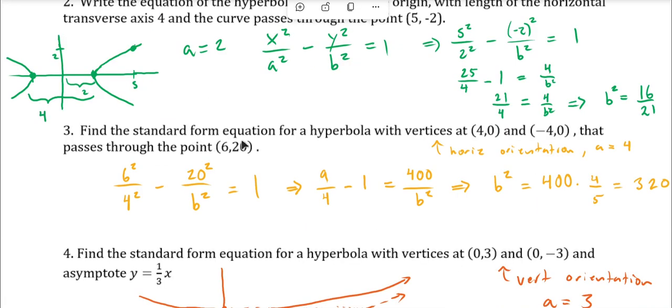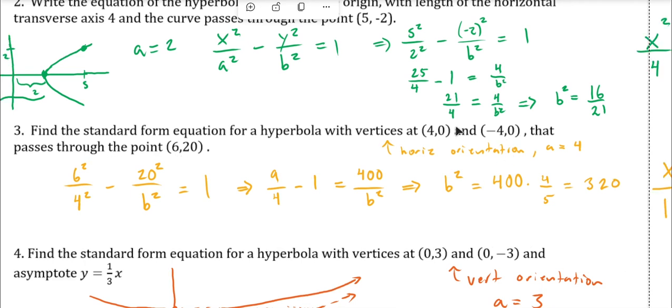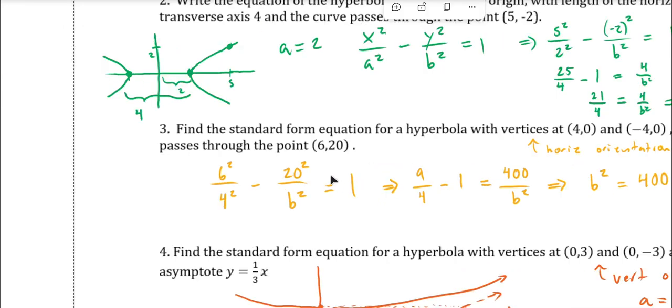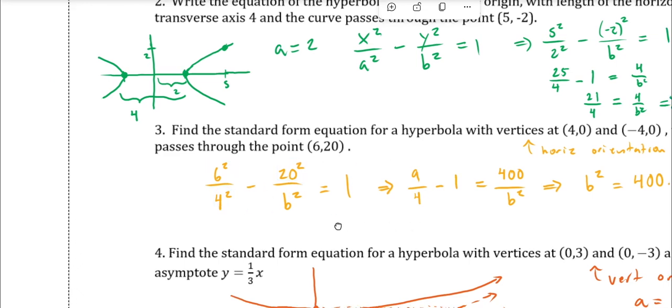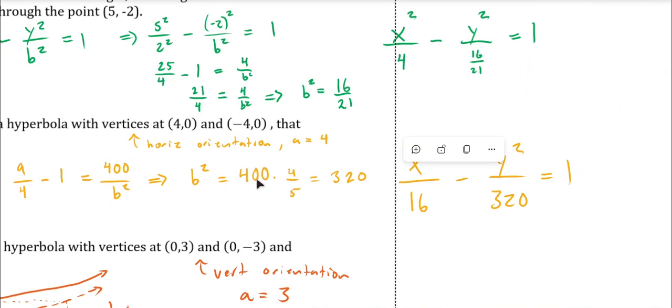Here we're asked to find the standard form of a hyperbola with vertices as given, that also passes through a given special point. Because we can see that the vertices are horizontally displaced from each other, we know it has horizontal orientation. And we can also see that it's centered at (0, 0), and that a is equal to 4. Plugging in these knowns, 6 and 20, for our x and y respectively, along with a, we can solve for b. To find b squared is equal to 320, which gives us the following form for our equation.